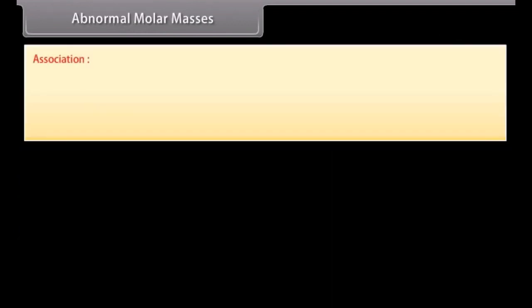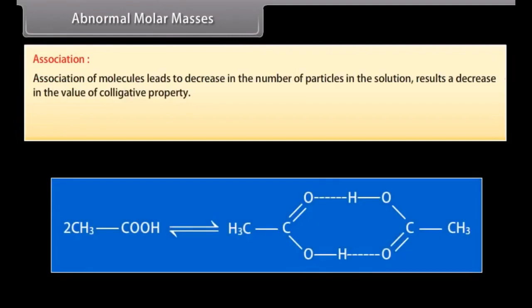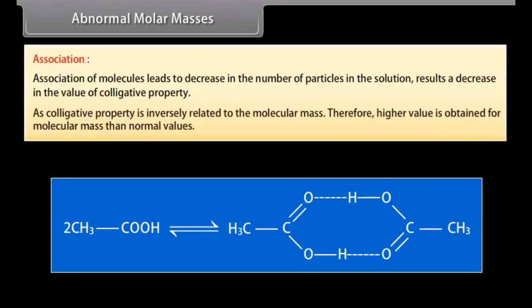Abnormal molar masses. Association. Association of molecules leads to decrease in the number of particles in the solution, results a decrease in the value of colligative property. As colligative property is inversely related to the molecular mass, therefore, higher value is obtained for molecular mass than normal values.